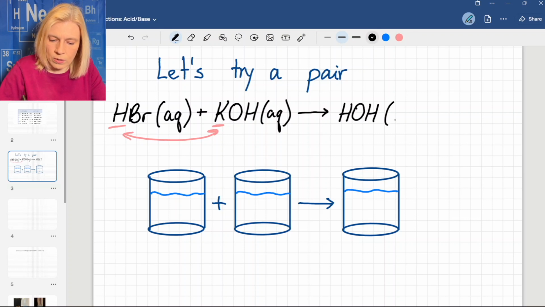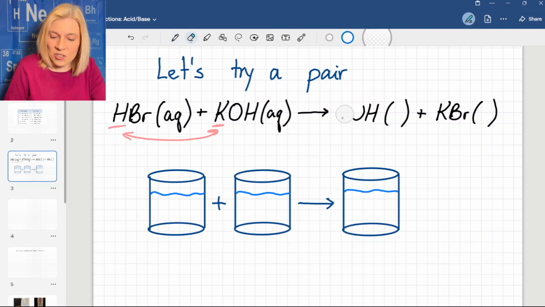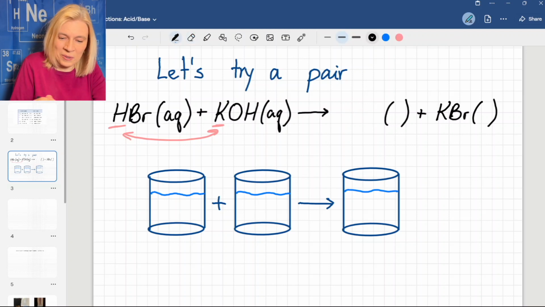And we are going to have HOH plus potassium bromide. Okay, I have to make sure my compounds are neutral. Potassium bromide is +1 for potassium, -1 for bromide. But then HOH, does that seem familiar? Isn't that water? H2O? Maybe I should erase HOH and just write H2O.